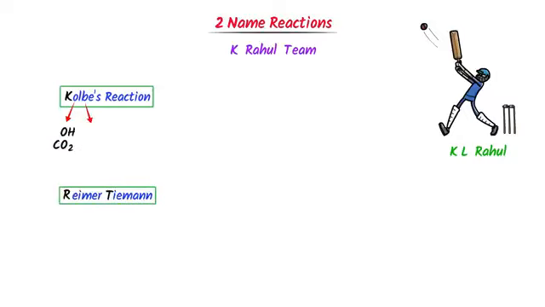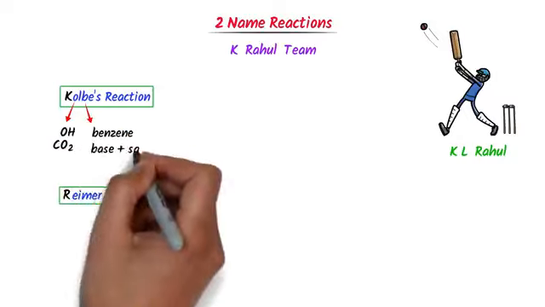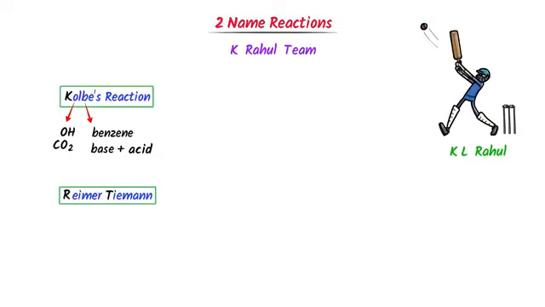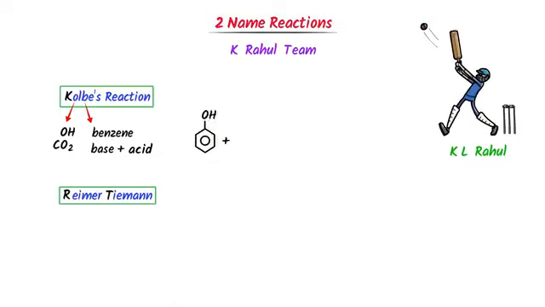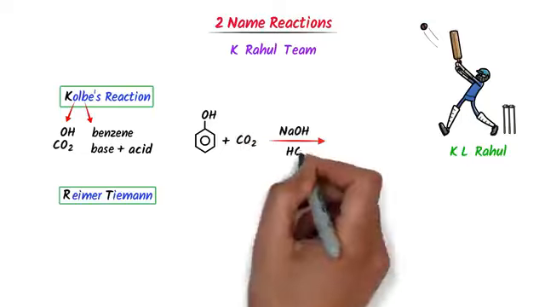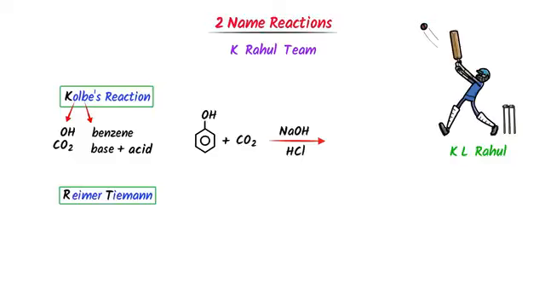This B stands for benzene and base plus salt. Thus I take this OH and I attach it to benzene ring. I get phenol. Secondly, I write carbon dioxide. The base is sodium hydroxide and the acid is HCl. These are the reactants of this reaction and we can easily guess its products.